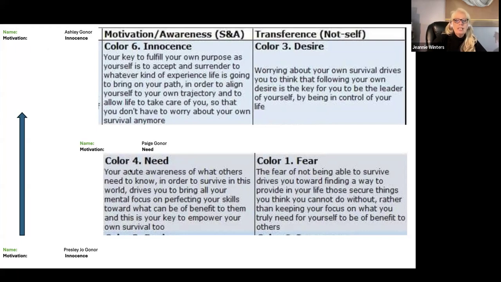Paige's motivation is need. Her acute awareness of what others need to know in order to survive in this world drives you to bring all your mental focus on perfecting your skills toward what can be of benefit to them. And this is your key to empower your own survival too. You told me what she wanted to be. She wants to be an anchor, like a broadcaster, something with speaking, TV, that kind of stuff. So she has a need to bring information to people, and she's living in that.